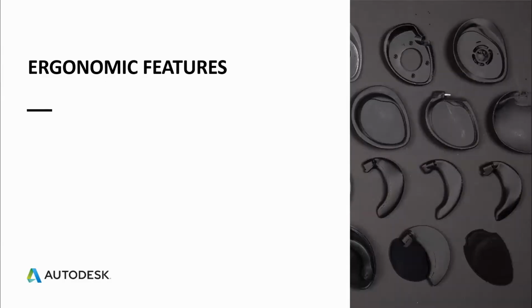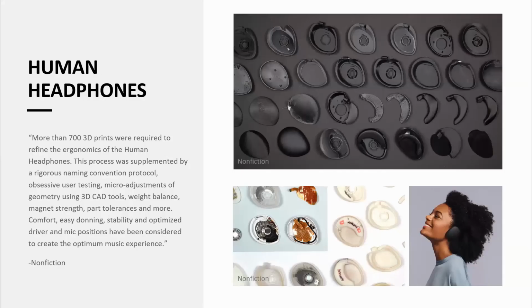Now, moving on to some applications for additive in product development. One huge advantage to additive is the ability to do a lot of iterations in order to test things like ergonomic features. One product development cycle where this was used very effectively was at the Nonfiction Design Studio in San Francisco, where they printed more than 700 parts in order to make fine adjustments to fit the ergonomics, as well as part fittings such as audio drivers and microphone positions.